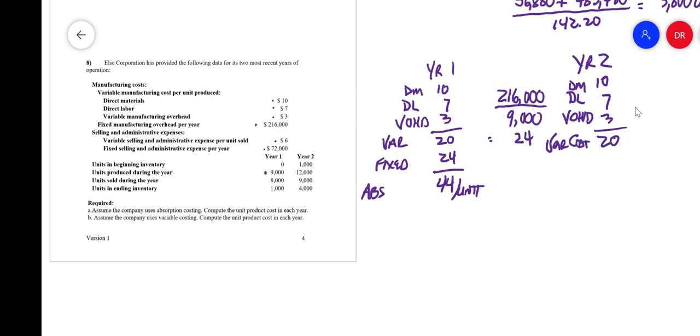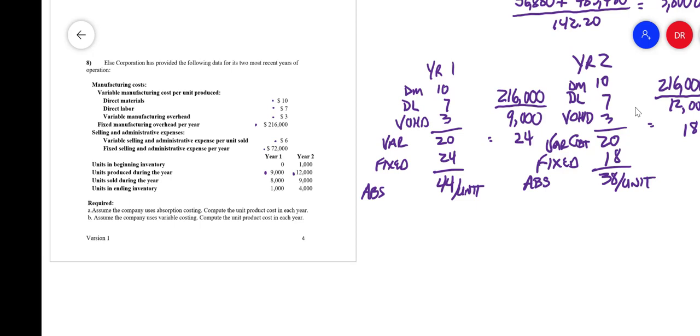But then we're going to calculate the fixed overhead again. So we take 216, which is the overhead in each of the years that doesn't change between years. But in year 2 we have 12,000 units produced. So we divide it by 12,000 and we get a per unit cost of 18. So then we have the fixed overhead added here of 18. So in year 2 we have an absorption unit cost of $38 per unit.